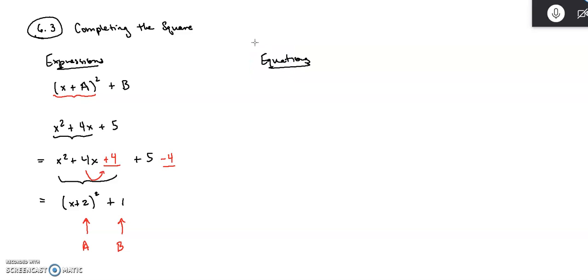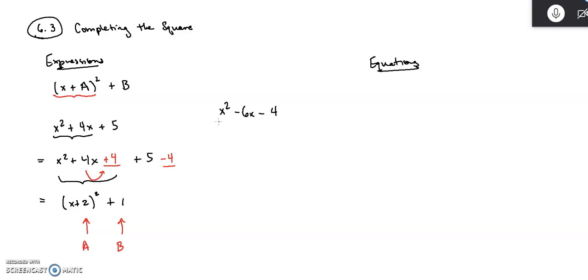Alright, let's do one more like that. Let's do one more expression. Let's say that we've got x squared plus 6x, no, sorry, let's do a minus. x squared minus 6x minus 4.